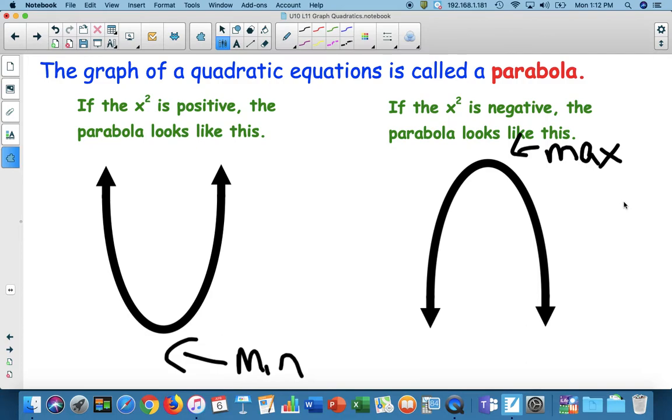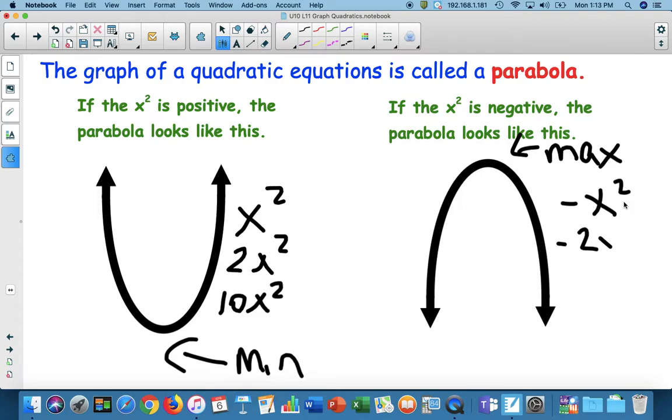So again, on the left side, examples would be x squared, 2x squared, 10x squared, anything with a positive coefficient. And on the right side, negative x squared, negative 2x squared, negative 10x squared. Same thing, just a negative coefficient.